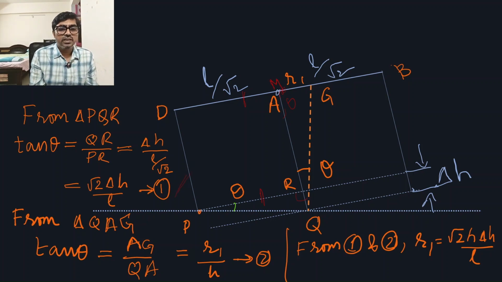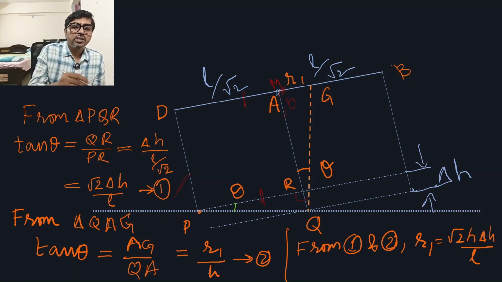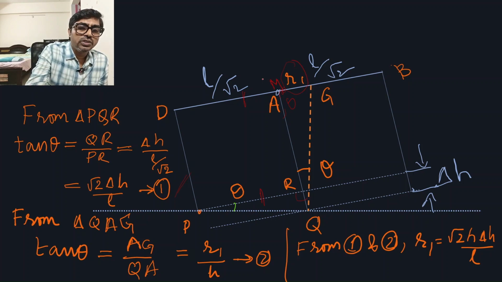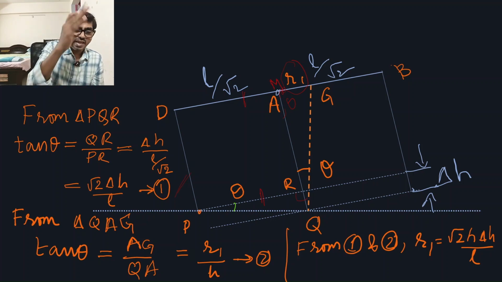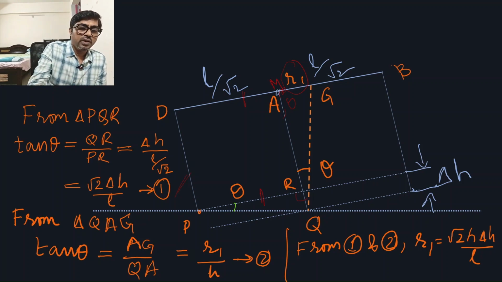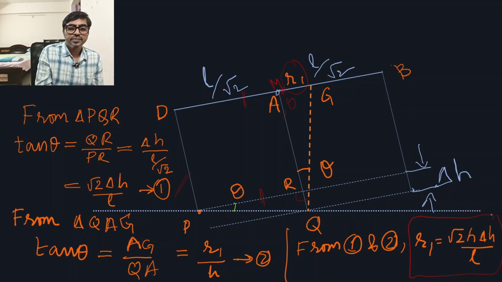Once I have tan theta, I use it in another triangle, and that is the triangle QAG. I want to find R1. For that triangle, R1 is the opposite side. So I use tan theta equal to AG upon AQ, opposite side by adjacent side. AQ is nothing but the length of the leg, the height of the leg, H. So from there I will get R1 by comparing 1 and 2. So R1 I got using simple geometry. So that is the distance between G and O.